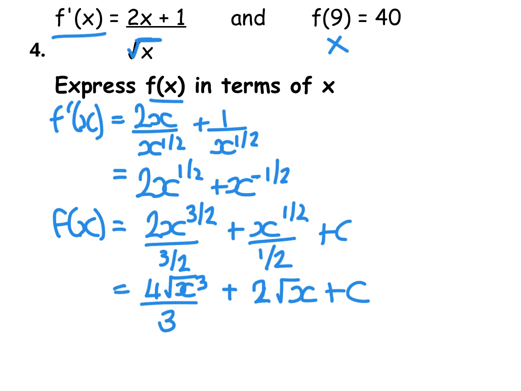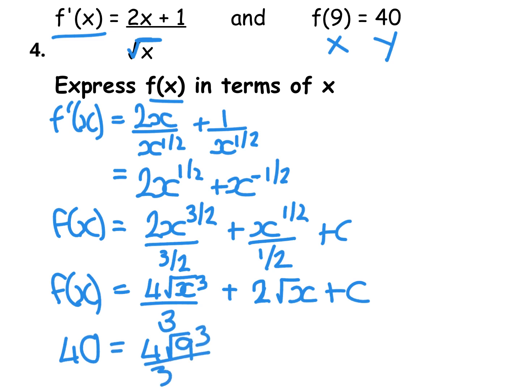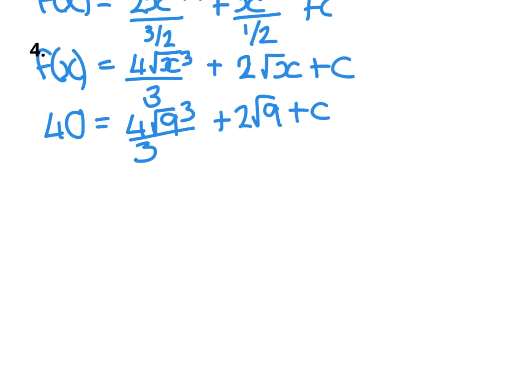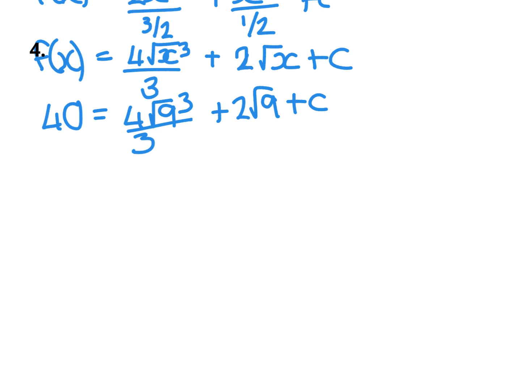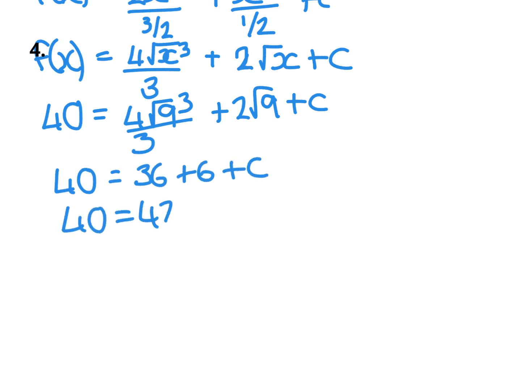Right, my coordinates, x is 9 and y becomes 40. So I have 40 equals 4 times the square root of 9 cubed all over 3, plus 2 times the square root of 9, plus c. Right, let's make some space. Okay, so this gives us 40 equals, let's work inside out. Square root of 9 is 3. 3 cubed is 27, divided by 3 is 9, times 4 is 36. Square root of 9 is 3, times 2 is 6. So 40 equals 42 plus c. Take away the 42, c equals negative 2.